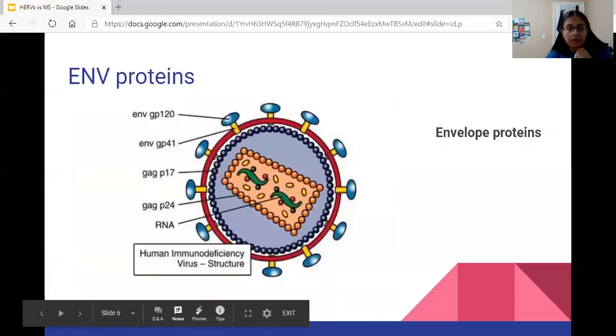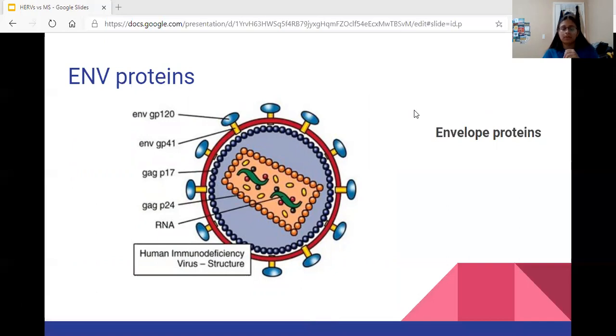So now let's move on to ENV proteins. ENV proteins are short for envelope proteins, so they code for the viral envelope, aka membrane, right? This membrane or envelope allows viruses to target specific types of cells and then pass their viral RNA through the membrane of the host cells.